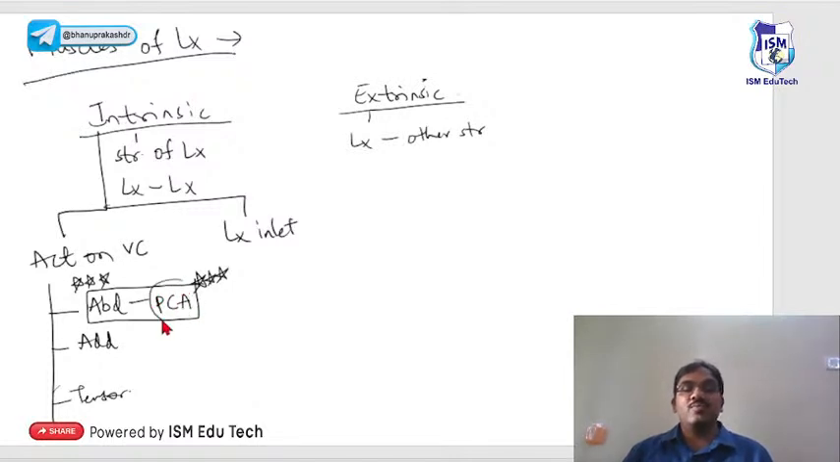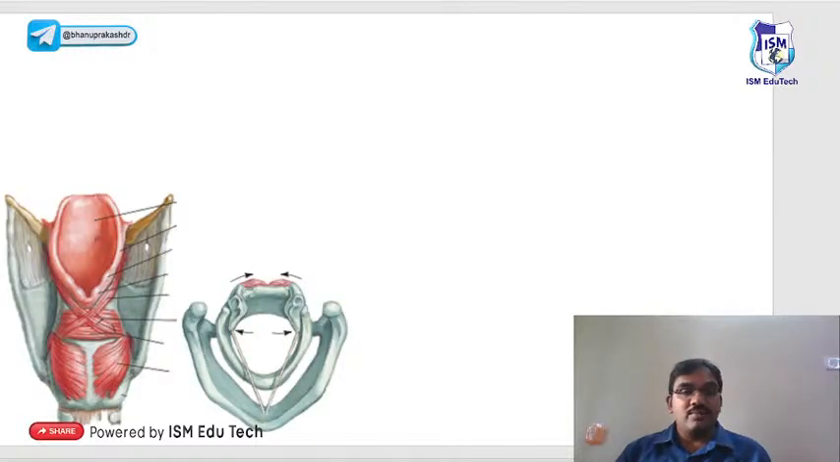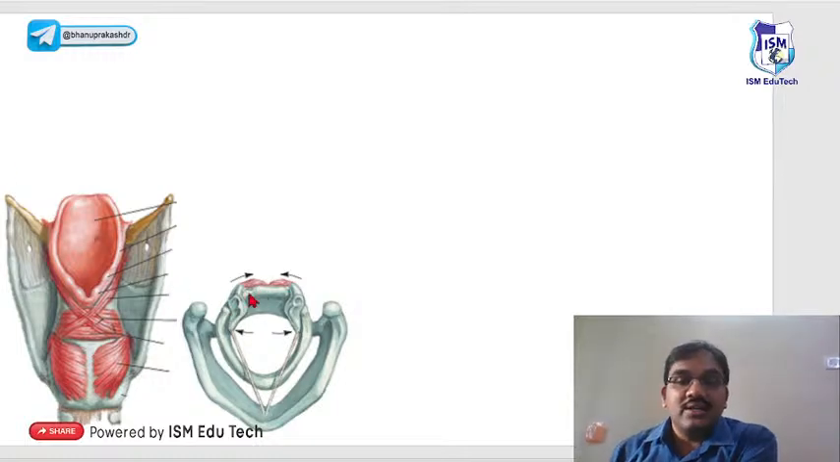What exactly is this posterior cricoarytenoid? If you understand how it is named, you will know what it is. Here you can see, from above, the thyroid cartilage, the Adam's apple, the ala of the thyroid, and the superior cornu and the inferior cornu attaching inferiorly to the cricoid cartilage. You can see the arytenoids lying over the cricoid lamina posteriorly. The vocal cords arise from the vocal process of the arytenoid and attach to the posterior surface of the thyroid cartilage on either side.